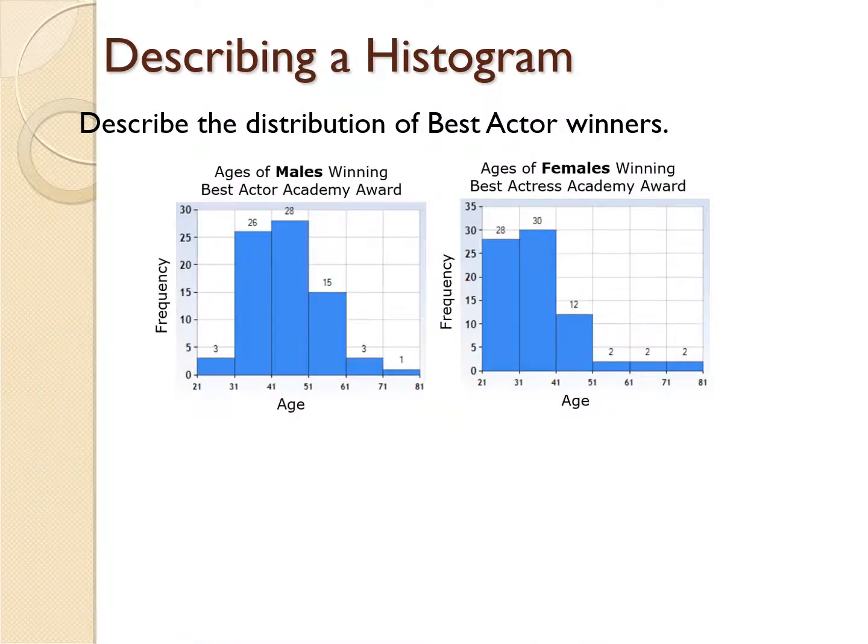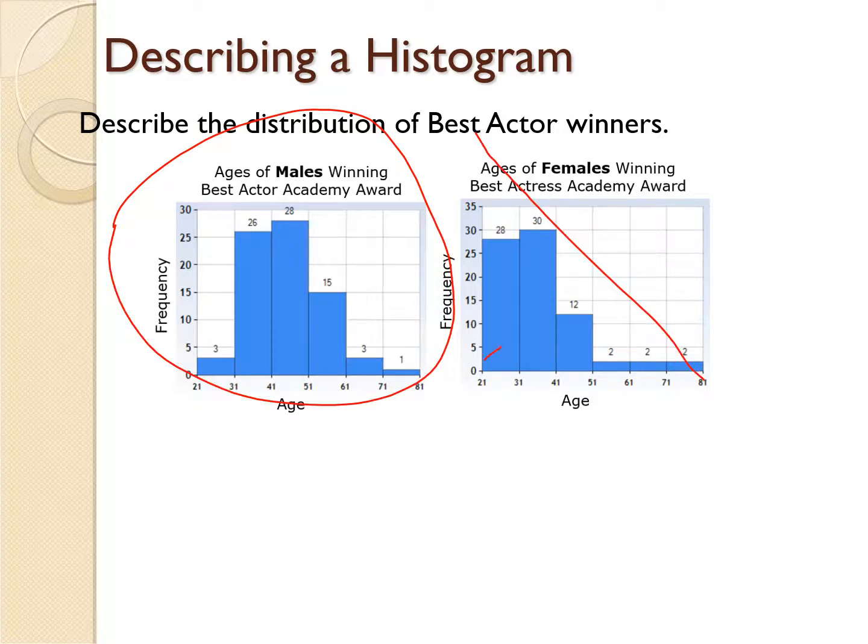Now let's backtrack to the original question and describe this distribution using SOCS. We're only using this graph on the left. We don't care about the females' graph right now. Also keep in mind that if we have the data and we're able to look at the table with all the numbers in it, this answer is going to be different than if we're just looking at the histogram, because when we're looking at the histogram, we don't have all the original data.